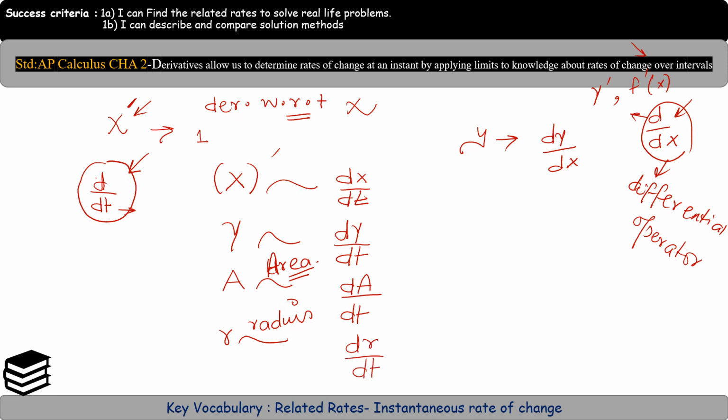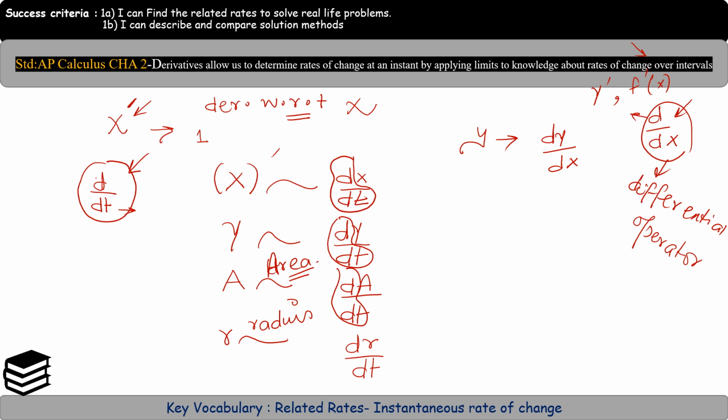So you can see that none of the symbols or alphabets has been taken as constant, and to take the derivative of those alphabets, you just add d by dt before them.